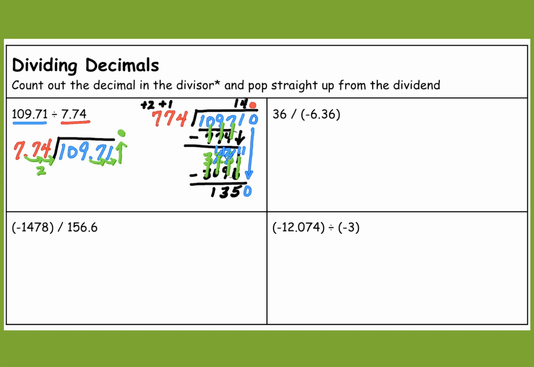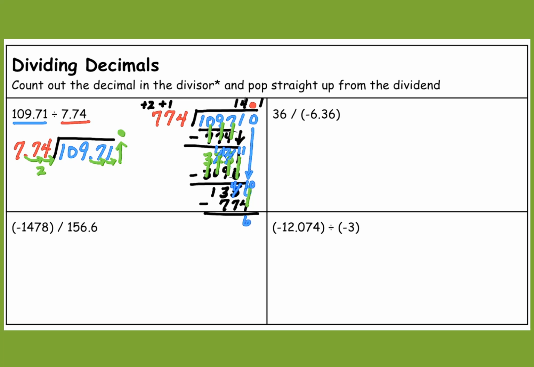Once we add another 0, we have 1,350. And can we take 774 from that? Yes, we can 1 time, and that will be 774. Now we have to subtract those two. Well, being that we have 0 minus 4, we cannot do that, so we have to borrow from the 5 and turn that 5 into a 4. That 4 turns our 0 into a 10. So now we have 10 minus 4, and 10 minus 4 is 6.